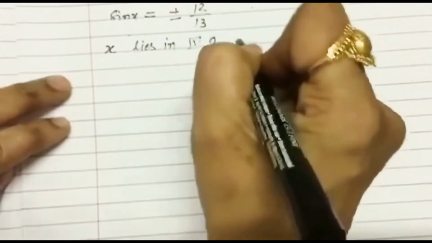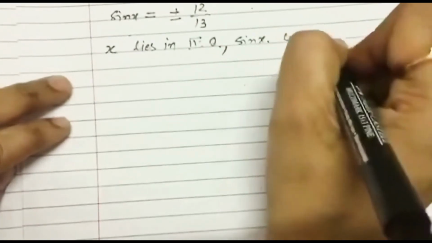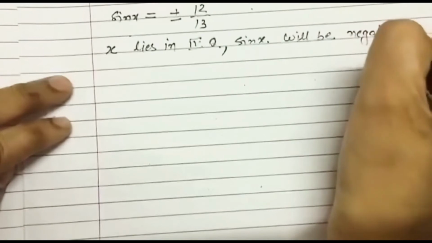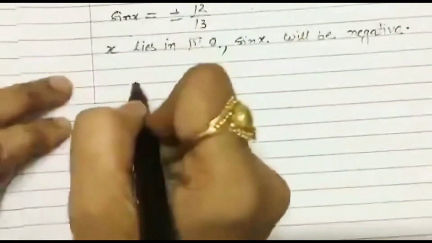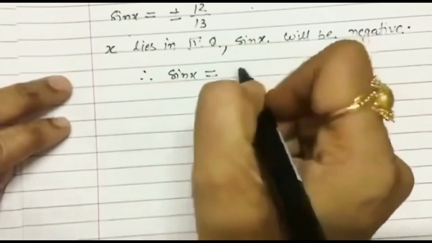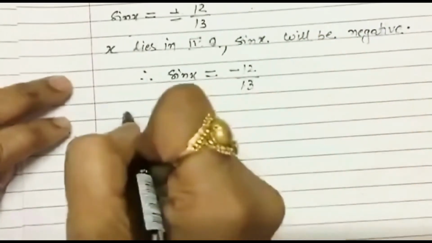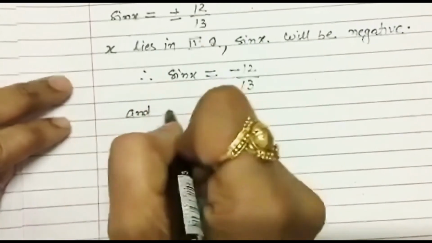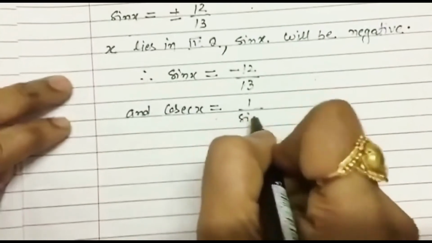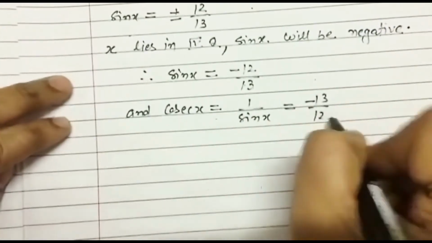Now x lies in the fourth quadrant, and sin x will be negative. Therefore sin x is equal to minus 12 by 13. And cosec x is equal to 1 by sin x. It's also negative, so it's minus 13 by 12.